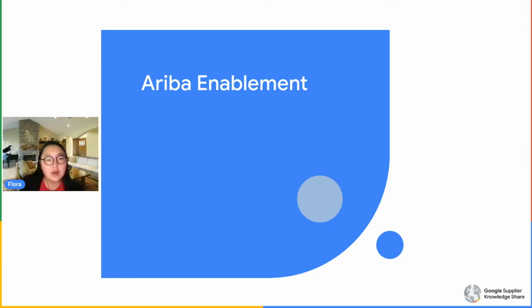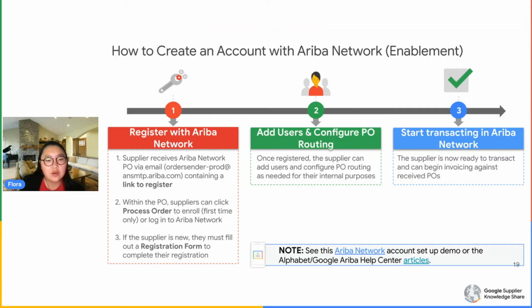Thank you, Carl. So Ariba Network is our preferred channel to receive invoices. Let me walk through how to be enabled in Ariba Network. First, you will be receiving a PO through email. That is the email that you provided during your enrollment process, like Carl just mentioned. And on that first PO, there's a link to register on Ariba Network. Once you click on that link, you'll be taken to a web page to process the order.